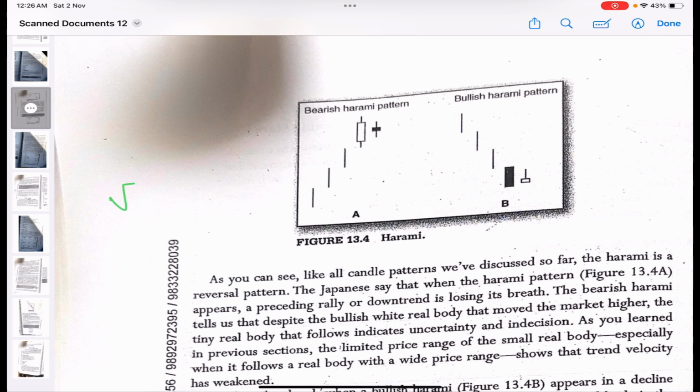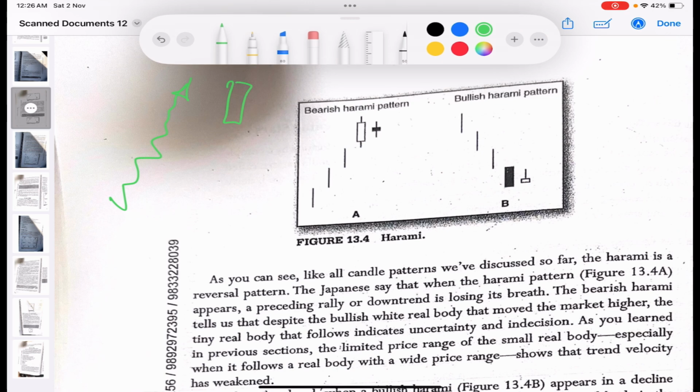So there's an uptrend which was going on, and then you have a big green candle, and then you have a small red candle which is completely engulfed inside this. Now, there's another way to imagine or remember the Harami pattern. Just imagine a pregnant woman or a woman who is carrying a baby. So this is the woman, and here is the baby.